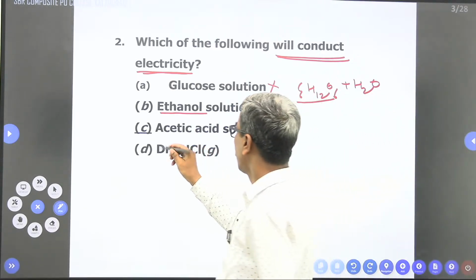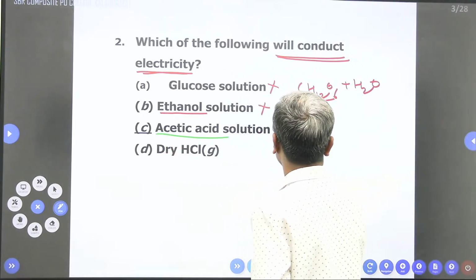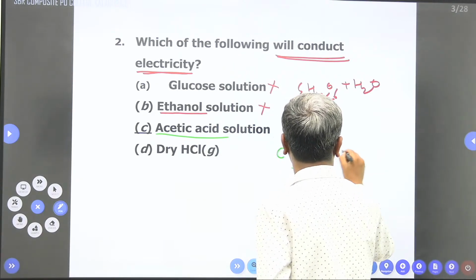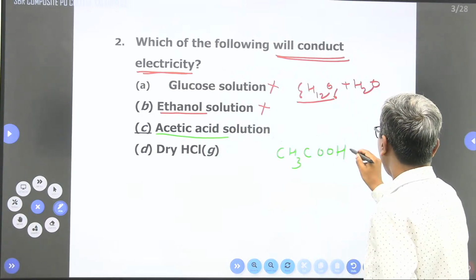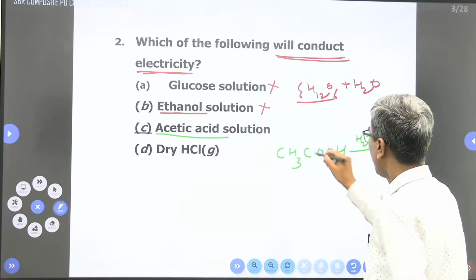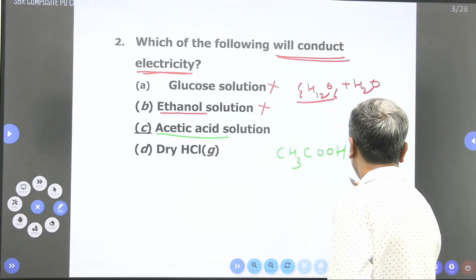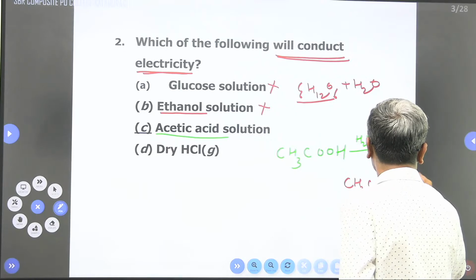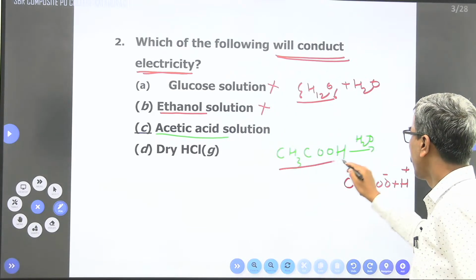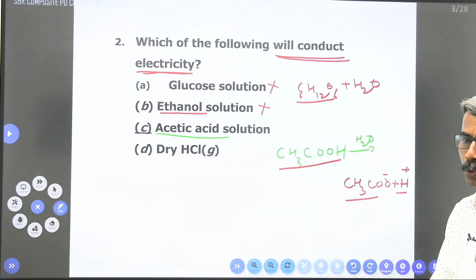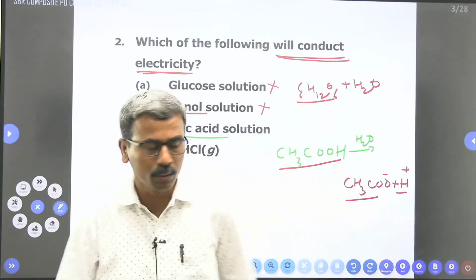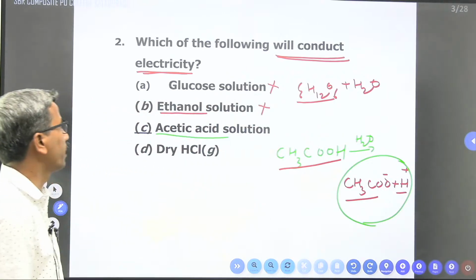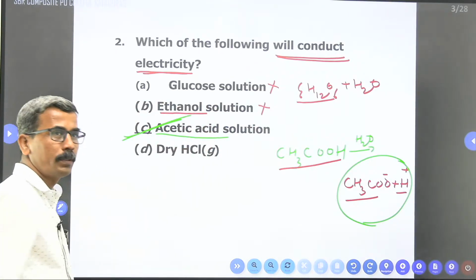Now suppose I take the third option they have given, acetic acid. The acetic acid formula is CH3COOH. When you add water, it will dissociate into the ions CH3COO minus plus H plus. After adding into water, it dissociates into its ions, meaning it is going to produce ions in aqueous solution. If ions are produced, they are responsible for conducting electricity. So based on that, acetic acid is going to be the correct option.